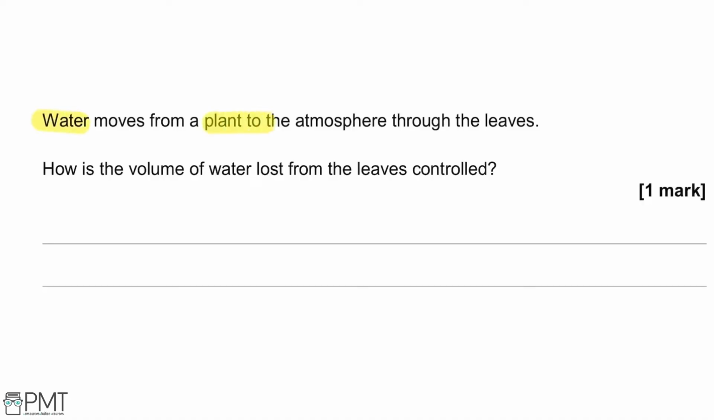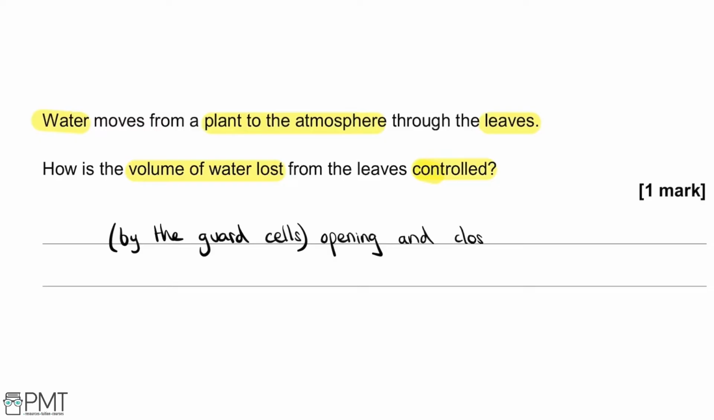Water moves from a plant to the atmosphere through leaves. How is the volume of water lost from the leaves controlled? Now, on the underside of the leaf are these little holes that are called stomata, and they open and close under the control of guard cells, which contract and relax. And that's what you need to say in your answer, that the opening and closing of the stomata controls that water loss.